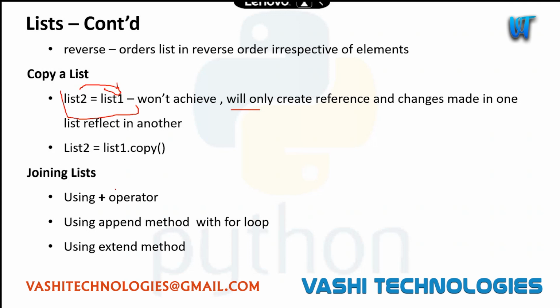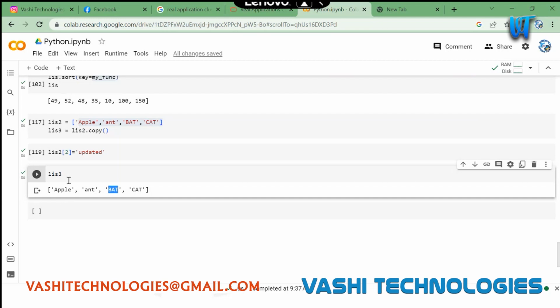And then we can use the append method with a for loop. We have seen this, right? Creating an even list sort of thing. So we can loop through each and every element from list one and append it to list two. And as you know, we can use the extend method also for joining two lists. I'll show this for one, but ideally we shouldn't be using this one.